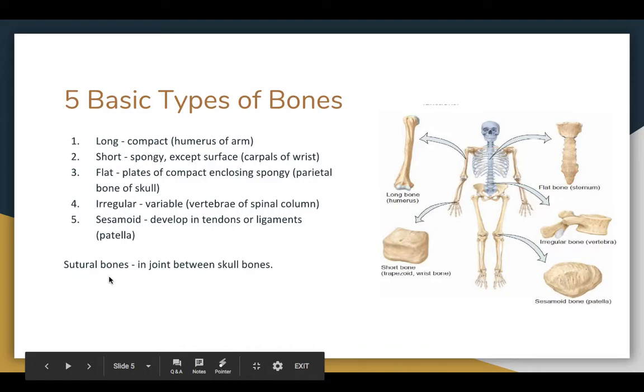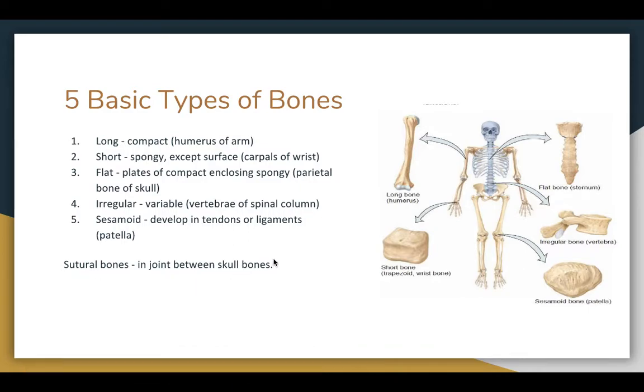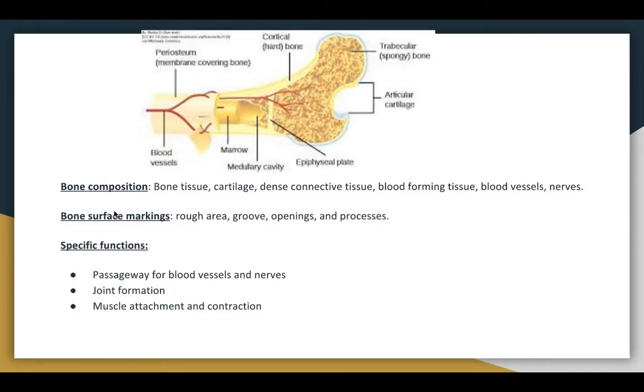There are some other bones that are not really classified as a special type of bone, but these bones are found in the joints between your skull bones. When we study the skull later on, you'll see that these sutural bones make up the zigzaggy shapes that we see between the different bones that make up the skull.